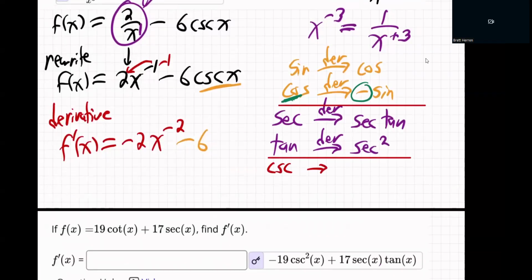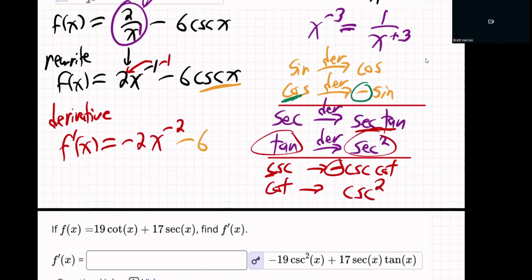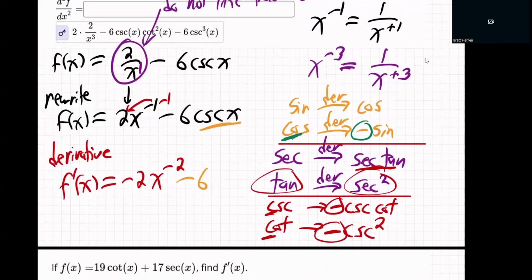Notice it's cosecant. So it's going to be the same answer as this, except it's cosecant cotangent, and it's negative because all cofunctions' derivatives are negative. What's the derivative of cotangent? Well, it's co this, so it's going to be this cosecant squared, but it's going to be negative because the derivatives of all cofunctions are negative. So there are the 6 trig functions and their derivatives.